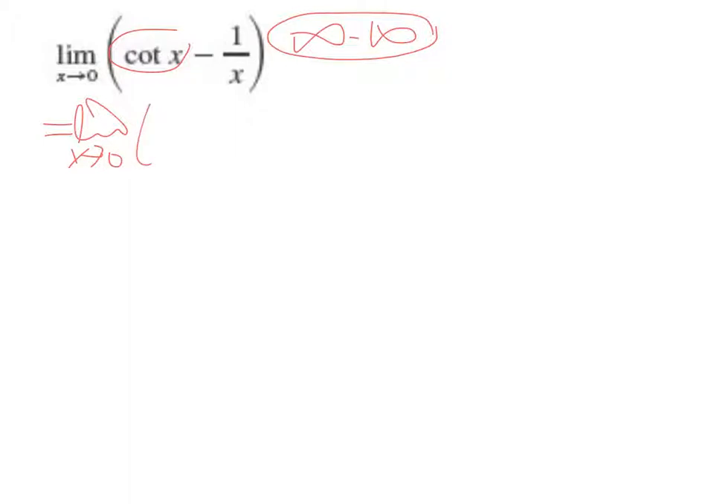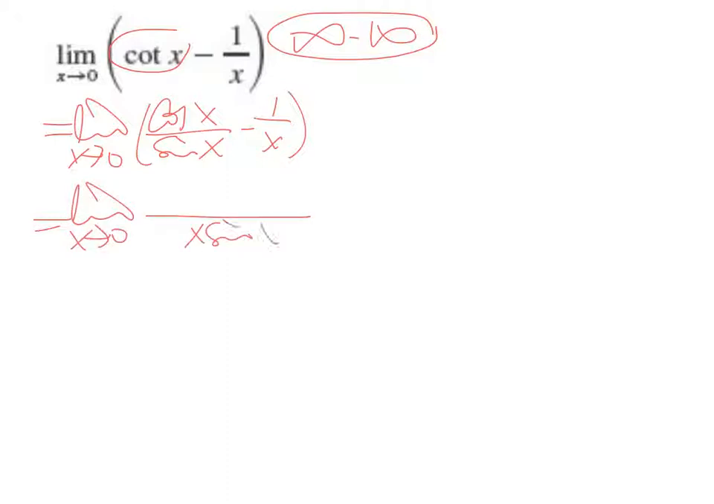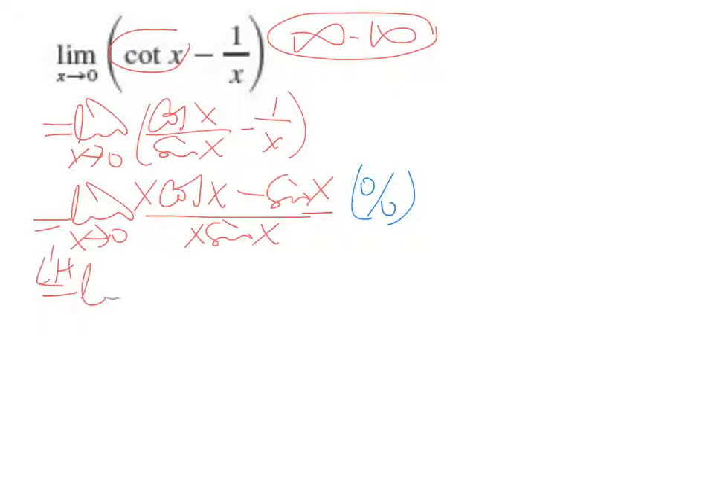With that in mind, I change cotangent function as a cosine of x over sine of x minus 1 over x. We combine these two functions by finding common denominator, which is x times sine of x. Multiply the first term, top and the bottom, by x. Second term, top and the bottom, by sine of x. And then we check again. As x approaches 0, we actually have 0 over 0 type. Therefore, we get to use L'Hopital's rule.